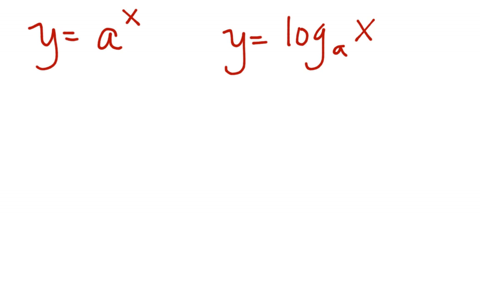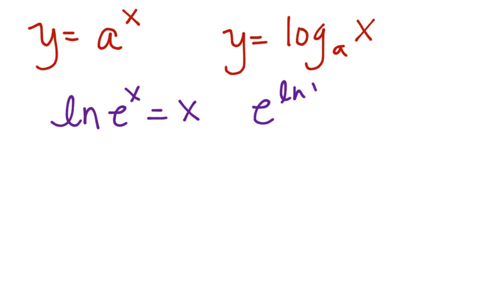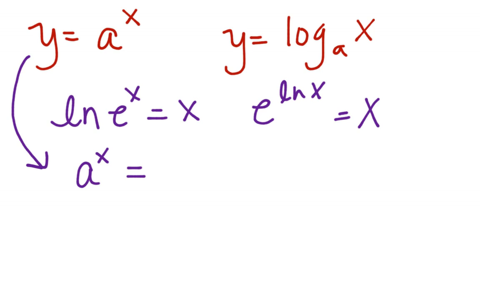Just to recall some important things that are going to help us prove how to find the derivative of a to the x, it's that inverse relationship: ln e to the x is equal to x, and e to the ln x is equal to x. That's going to help us in finding the derivative of a to the x. So let's try and write a to the x with a base e. Then if I have e to the u, I know how to find the derivative of e to the u.